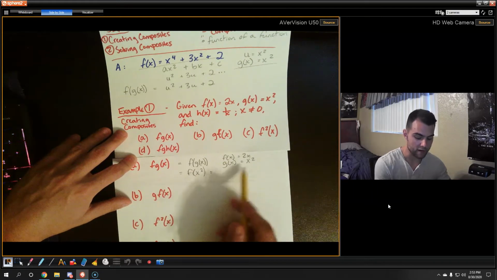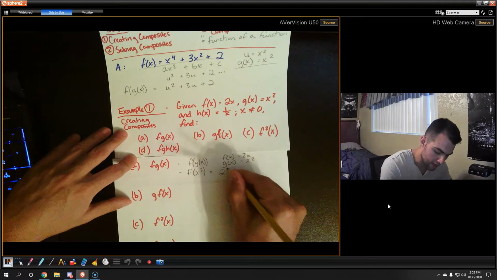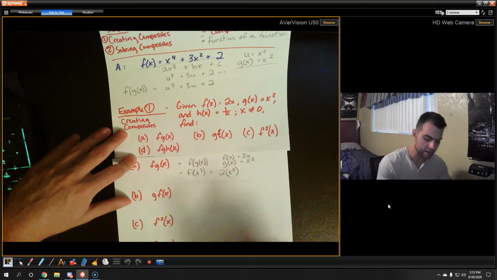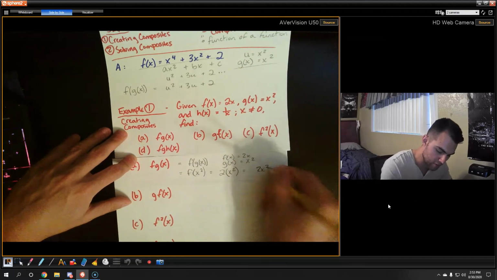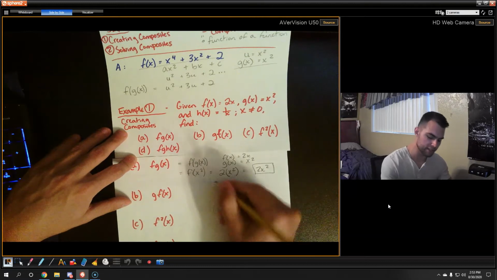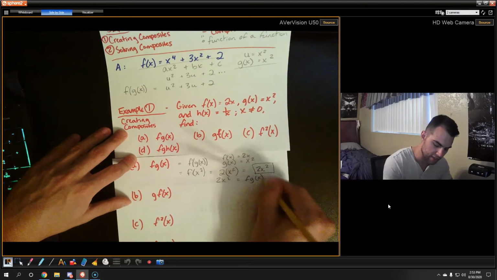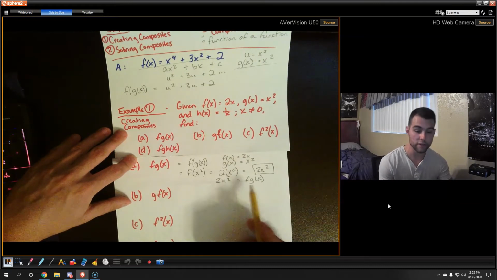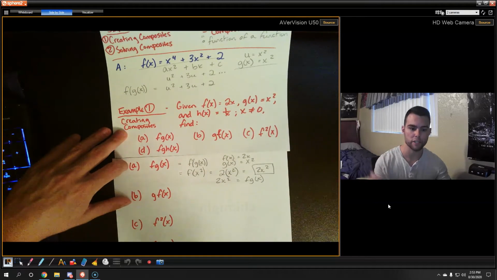f of x squared, and I'm going to plug in x squared for x, right? And so now if I multiply this, I get 2x squared. Okay, and that's it. 2x squared is the same thing as f of g of x in this case, okay? So I know they're right next to each other. That does not mean multiply. Again, this is how we set up composing our functions.